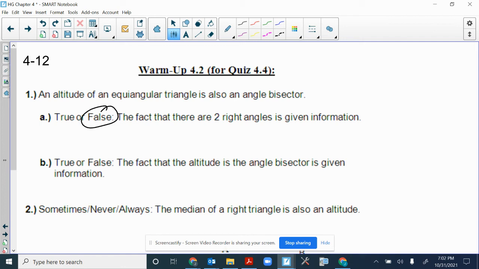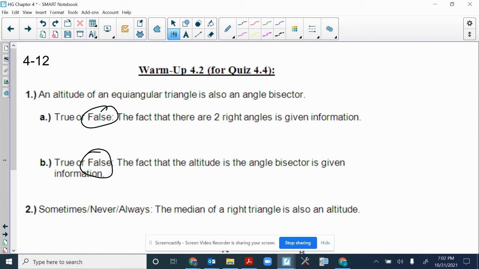All right, and then for part B, true or false, the fact that the altitude is the angle bisector is given information. Well, that is also false. So hopefully you got those 2 right. It is not given information. That's what we're trying to prove based off that sentence.